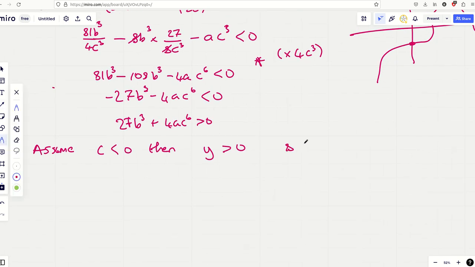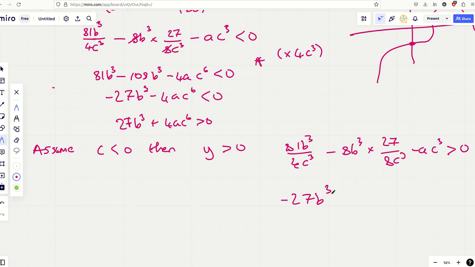You get to that point where you're like on 81b cubed over 4c cubed minus 8b cubed times by 27 over 8c cubed. I'm so annoyed that I've got to write this down. That's going to be bigger than 0. Times by 4c cubed, you get minus 27b cubed minus 4ac to the 6 is less than 0.